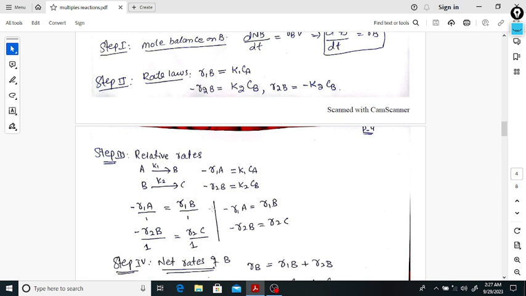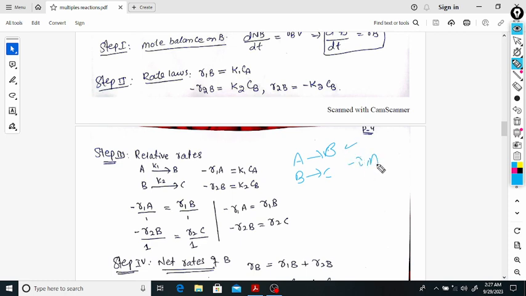So now here you can see the rate of formation of component B in reaction number 1 is equal to minus R1A, from relative rates. Suppose reaction number 1 is A converting into B, and B is converting into C. The relative rate for this reaction will be minus R1A divided by the stoichiometric coefficient of A, which is 1, and it is equal to the rate of formation of component B in reaction number 1 divided by its stoichiometric coefficient. For a reactant we use the minus sign, and for a product we use the positive sign.